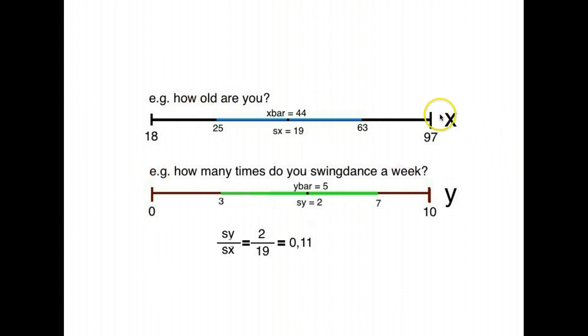Okay, so that's our x variable, and this is our y variable. So we're saying that your age defines how many times you swing dance a week. This will vary between 18 years and 97 years. So we had one 18-year-old person who answered the survey and one 97-year-old person. So it varies between these two values here.